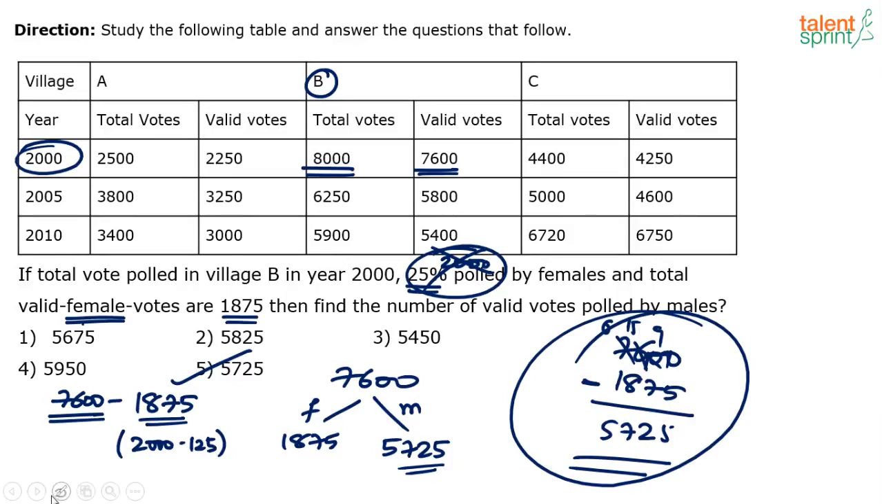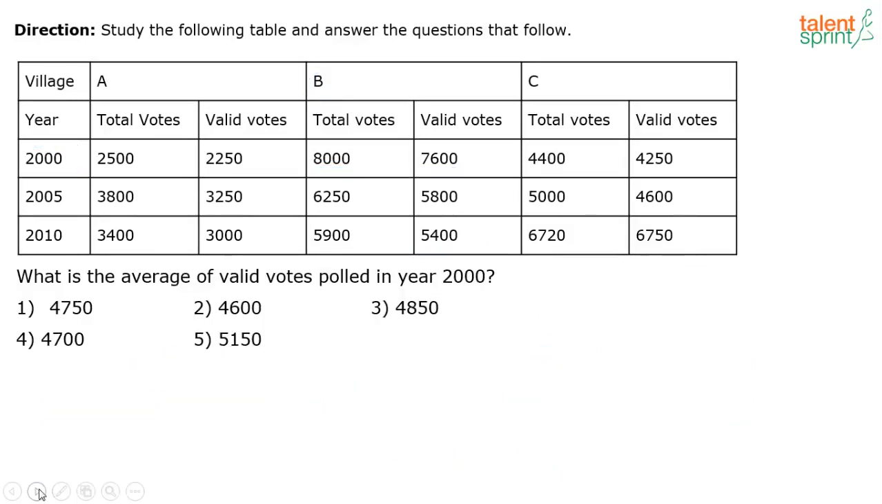All right. Next one. What is the average of valid votes polled in the year 2000? Now this is like a sitter, right? It should not take more than 10 seconds for you to arrive at the answer. Average of valid votes in the year 2000. So valid votes in 2000: 2250, 7600, 4250. Now how quickly do you add these values and then divide by 3 is what matters here, right?